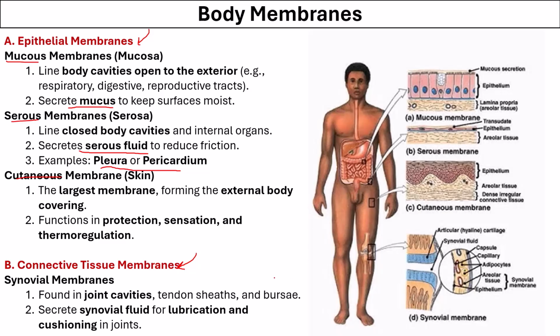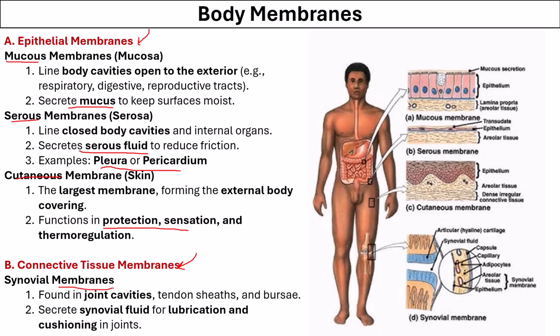Cutaneous is the largest membrane, and its main function is to protect your body. It's the covering that makes your skin the largest membrane all over your body. The skin basically is the cutaneous membrane.